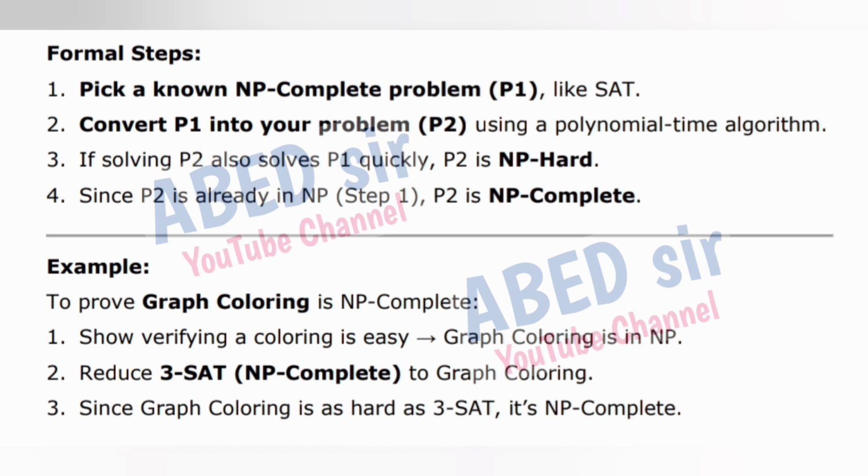Example. To prove graph coloring is NP complete. 1. Show verifying a coloring is easy. Graph coloring is in NP. 2. Reduce 3 SAT, NP complete, to graph coloring. 3. Since graph coloring is as hard as 3 SAT, it's NP complete.